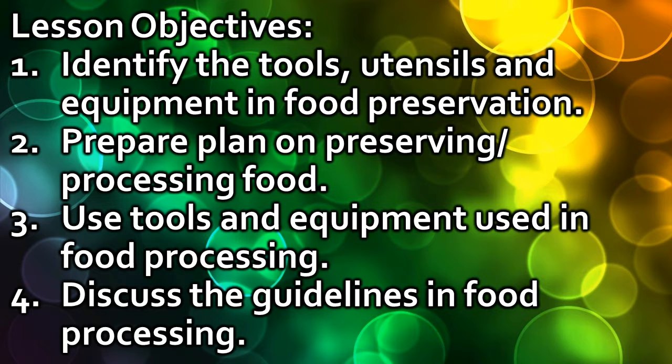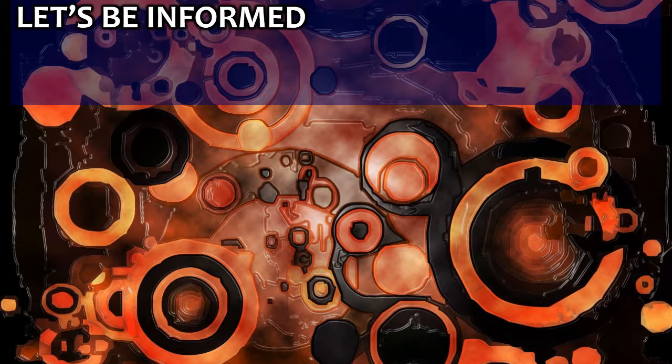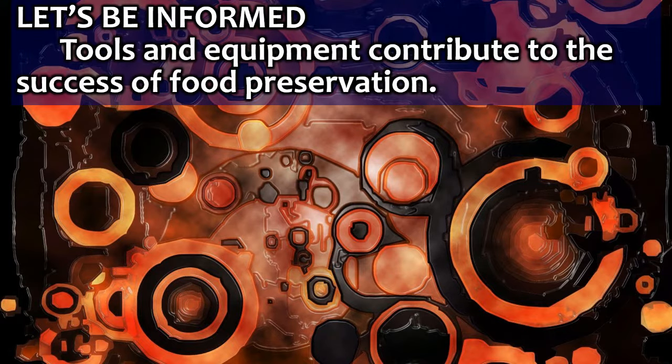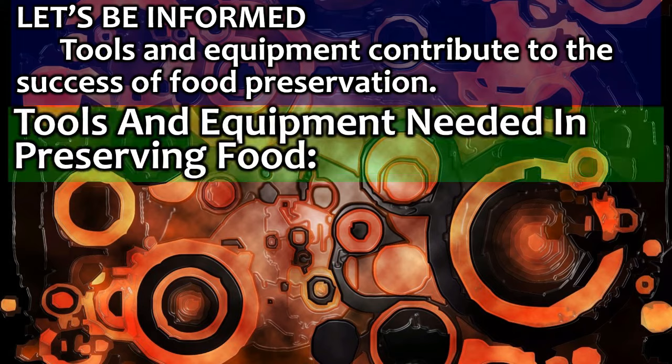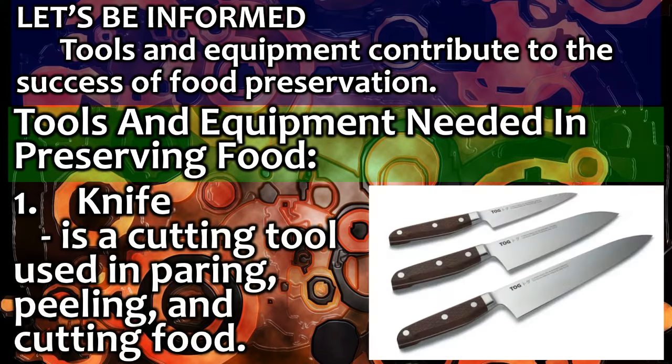Let's be informed. Tools and equipment contribute to the success of food preservation. Tools and equipment needed in preserving food. 1. Knife is a cutting tool used in paring, peeling, and cutting food.